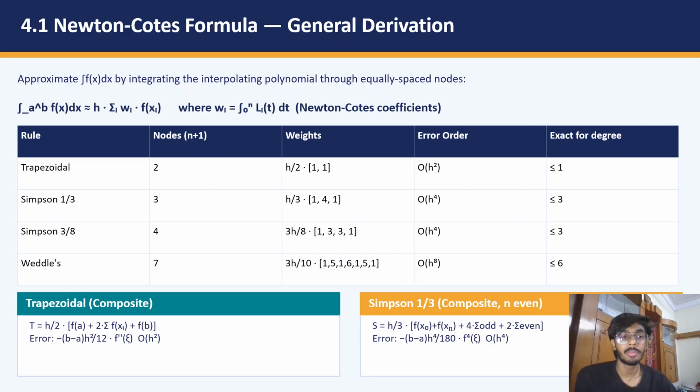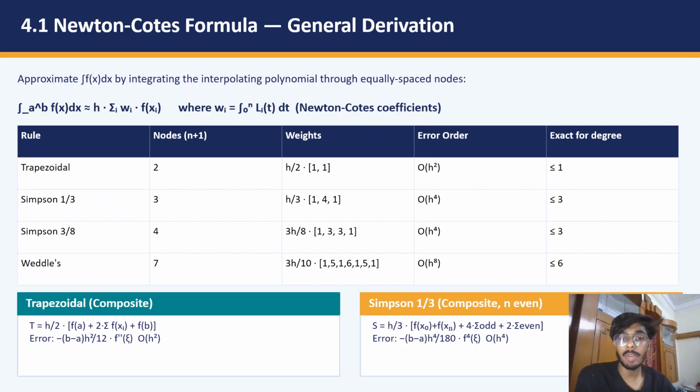of li(t) dt. We have certain rules like the trapezoidal rule, which consumes two nodes, Simpson's 1 by 3 rule, which consumes 3 nodes, Simpson's 3 by 8 rule, which consumes 4 nodes, and Weddle's rule, which consumes 7 nodes. We have different formulas for different rules. For the trapezoidal, we have h by 2, where h is the step size, times 1, 1.